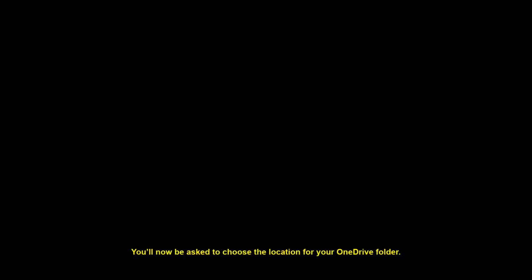You'll now be asked to choose the location for your OneDrive folder. You can either accept the default location or click Change Location to customize it. After selecting the folder location, click Next. Next, you'll see a screen explaining how you can back up your files. Click Next again to continue.